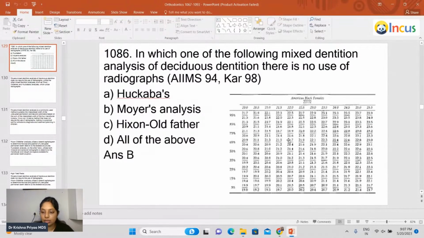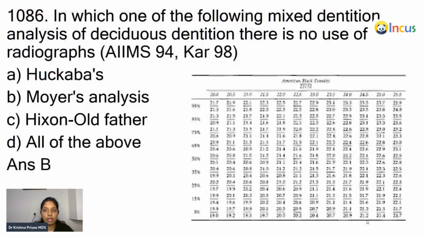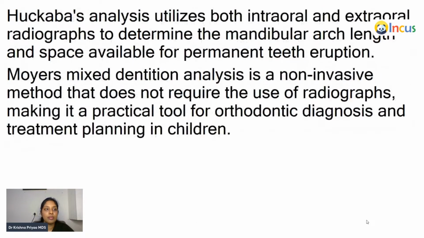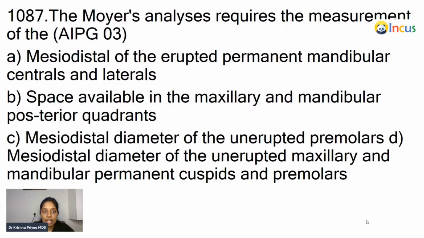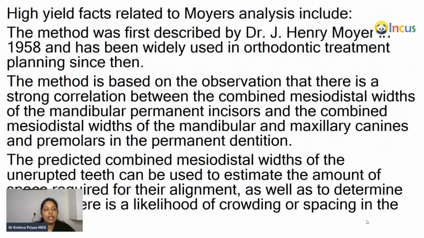Let's start from this. In the analysis of deciduous dentition, there is no use of radiograph. As we mentioned, it is Moyer's analysis. And what does Moyer's analysis require? The measurement of the mesiodistal width of the erupted permanent mandibular centrals and laterals. So they use the lower permanent centrals and laterals to identify the predictable width of the permanent canines and the premolars. It was described by Henry Moyer in 1958, and it's widely used for mixed dentition analysis.